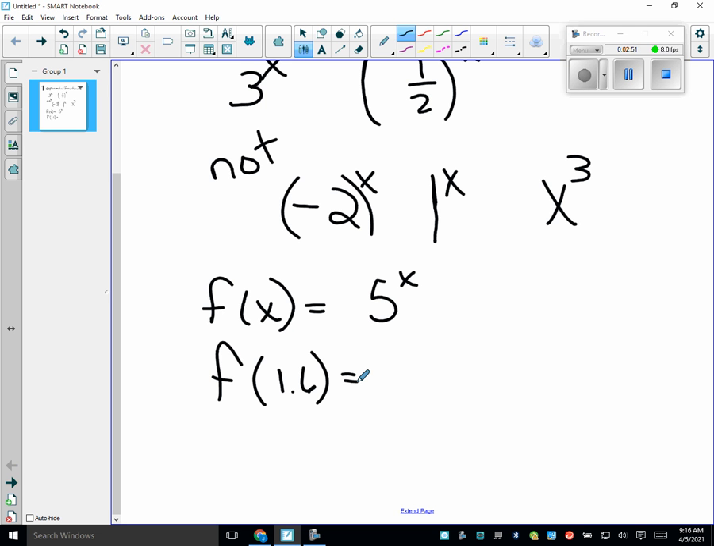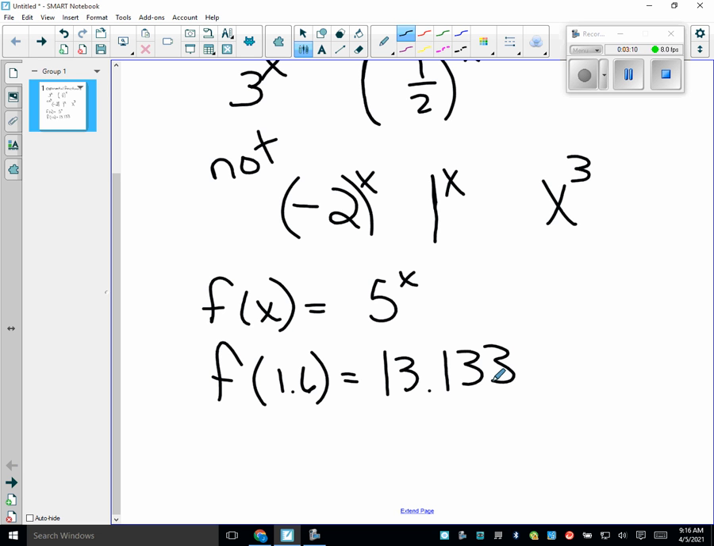What do we have? 13 point what? 133. It's the first thing we're doing. That's great. Exponential functions. Pretty simple. Right? Pretty simple.